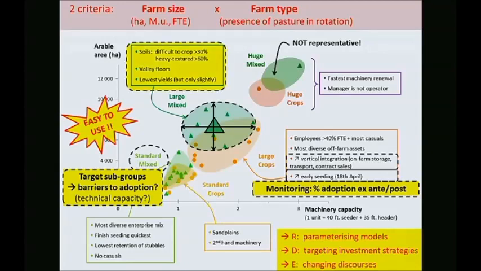It's also helpful in extension to contribute to changing discourses. And I'm going to give you an example later in relation to the mixed farmers and the fact that they have different farm resources.